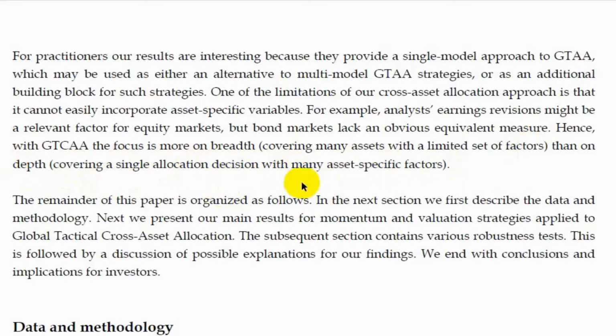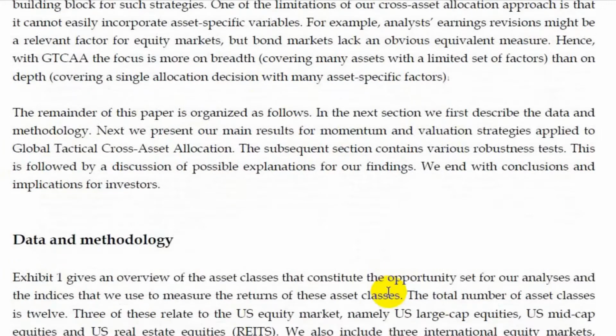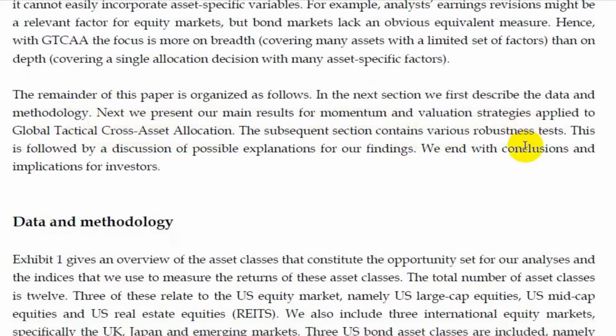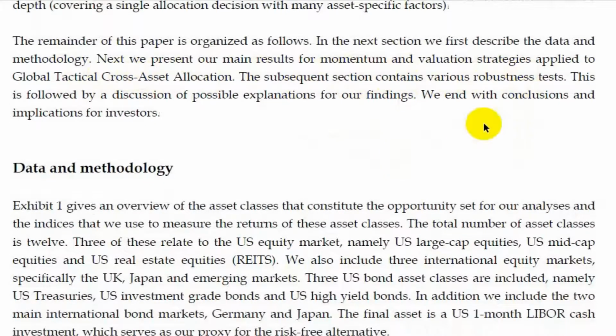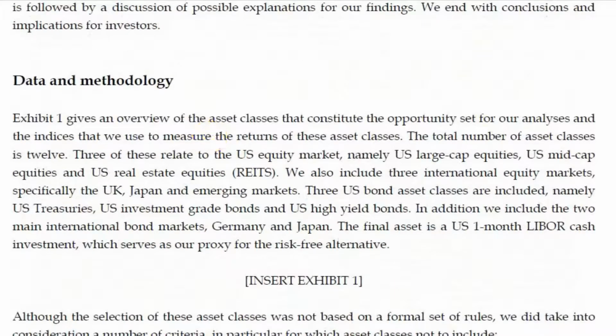So the rest of the paper is organized as follows. The first section is the data and methodology. And next they're going to present the results of their momentum evaluation strategies using their global tactical cross-asset allocation. And the next sections contain various robustness tests, and then a discussion of possible explanations for their findings. And then there's a conclusion and implications for investors.